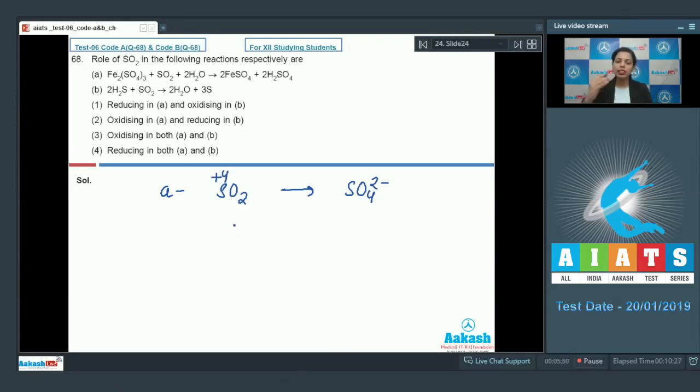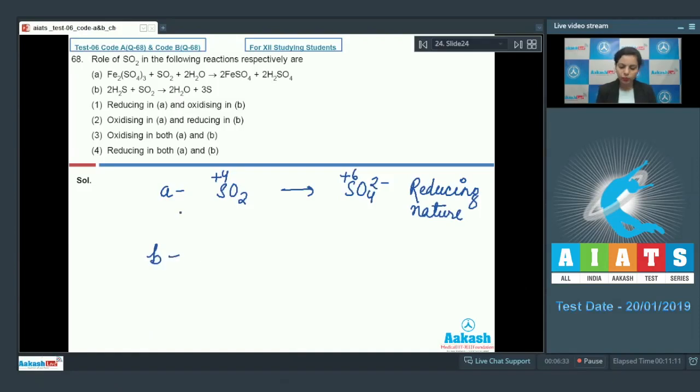So if it increases its oxidation number, its oxidation occurs, it means it is acting as a reducing agent. While if it reduces its oxidation number, it means its reduction is there and it is acting as oxidizing agent. So we need to just check what happens to the oxidation number of the sulfur in this conversion. Here, if I talk about sulfate ion, the oxidation number of sulfur is +6. It means it is increasing its oxidation number. It means its oxidation is taking place. And if its oxidation is taking place, it means it is a reducing agent in this case. Reducing nature it is showing.